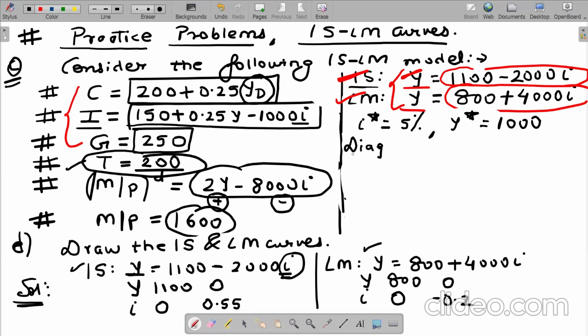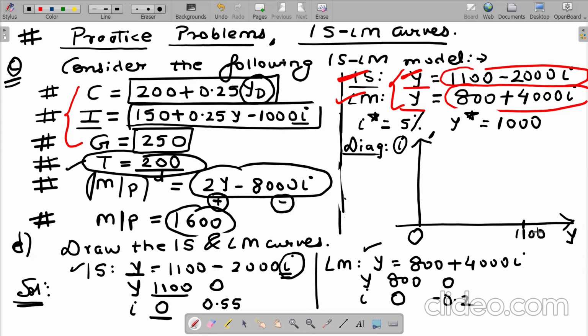So let's draw the diagram quickly once we have found the intercepts for the IS and LM. So this is origin. On the horizontal axis we have output. On the vertical axis we have interest rates. I use black color for the IS. When I is 0, Y is 1100. And when Y is 0, I is 0.55. So this is going to be my IS.